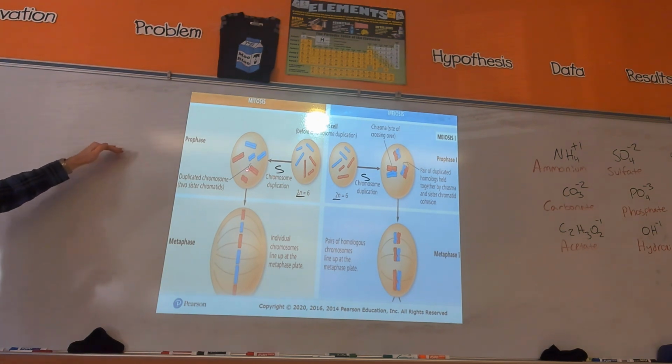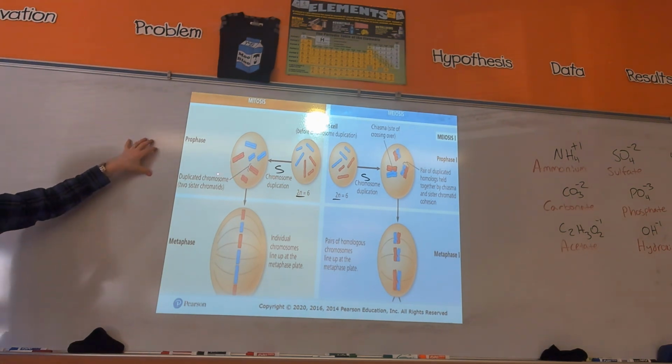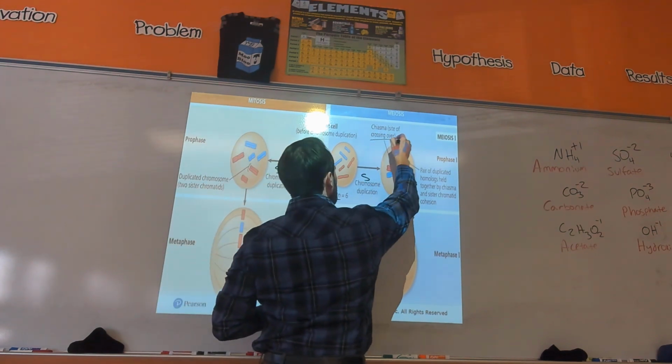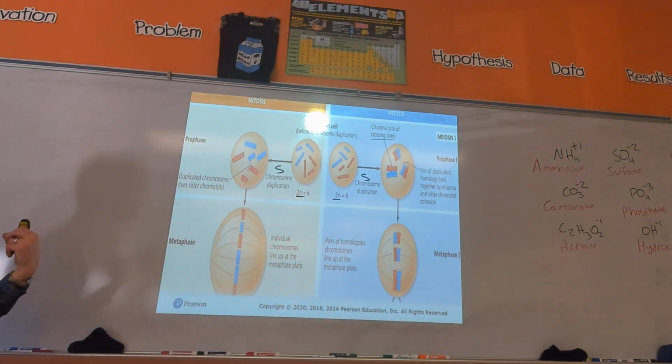At the very beginning of prophase, they look similar. But what happens in prophase of mitosis versus prophase 1 of meiosis is that in prophase 1 of meiosis, you get the crossing over happening that we just talked about, where you increase the amount of genetic variation because you're shuffling the deck of cards.